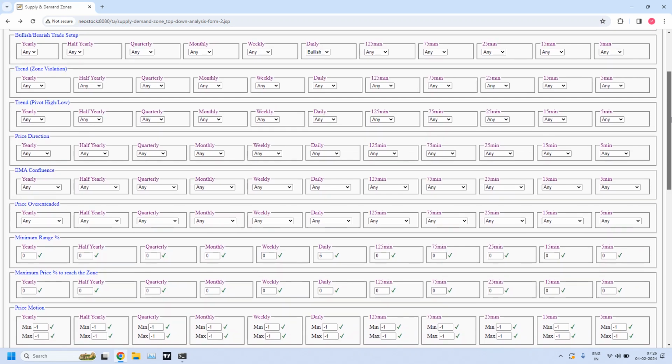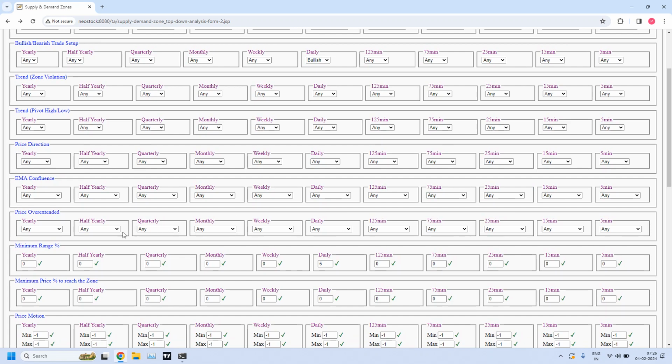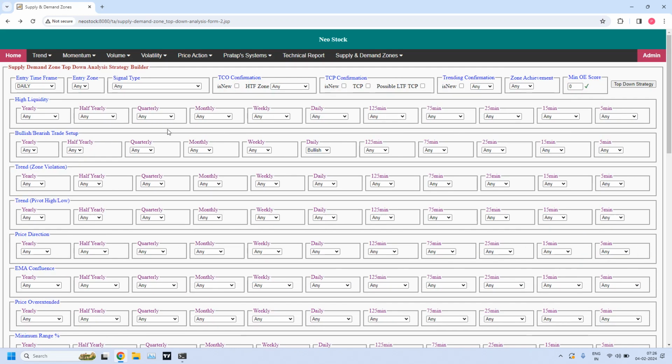So for that, what I do is use the parameter maximum price percent to reach the zone. Which time frame? Daily time frame, because we are focusing on the daily time frame. But here we made one mistake. What is that mistake? We didn't select the entry zone type. This is the demand zone we have to select.